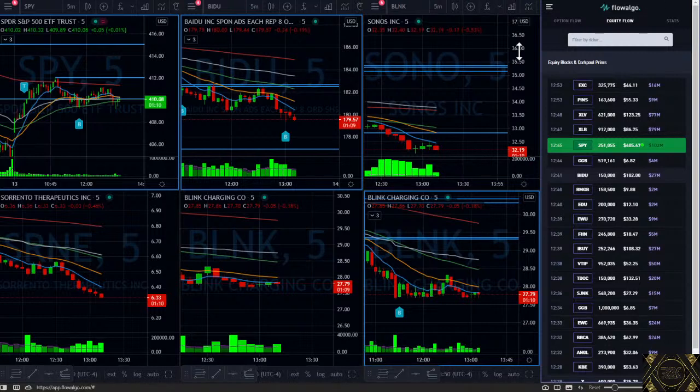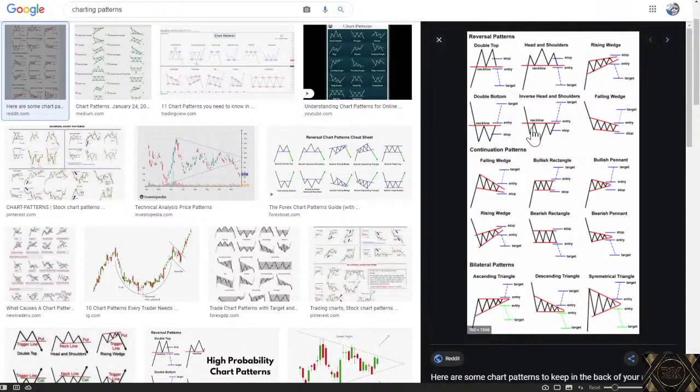Favorite strategies and patterns that I look for. So one thing that I love to play, let me pull this up here. So this is as simple as it gets. I'm pulling up Google right now. All right. So this is the most basic charting patterns out there.